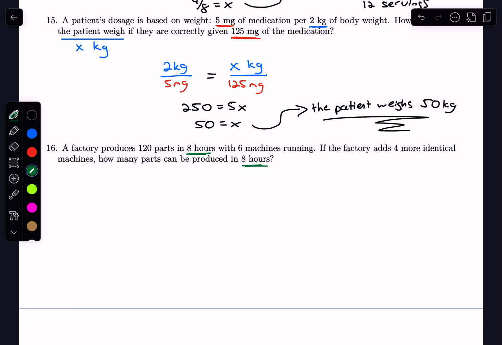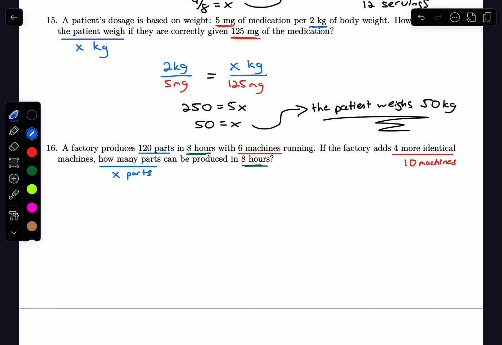And what I'm going to do after we solve this one is change that and see that it does make the problem slightly more confusing, but still very solvable. So what we are actually solving for here is how many parts. We want X parts, and we know that we have 4 more machines. Originally we had 6 machines, so now we have 10 machines. Okay, so we went from 6 up 4, so now we have 10. And originally we had 120 parts.